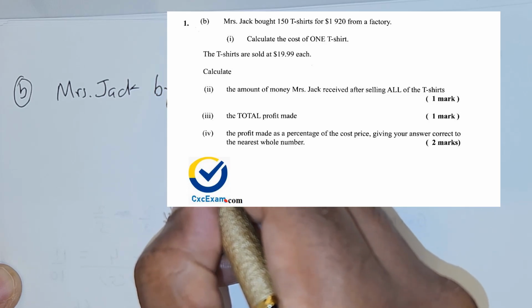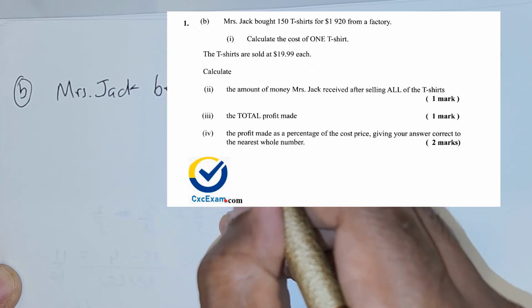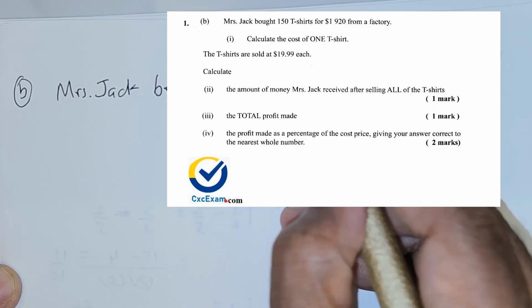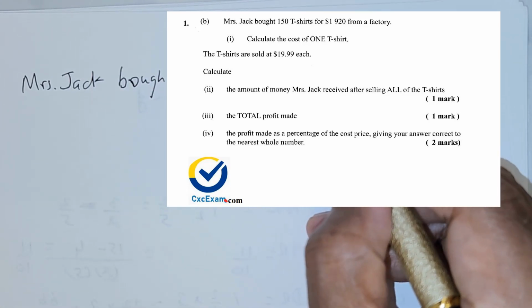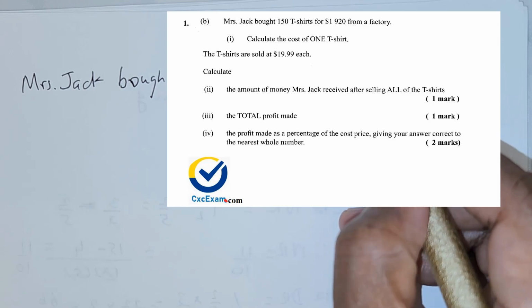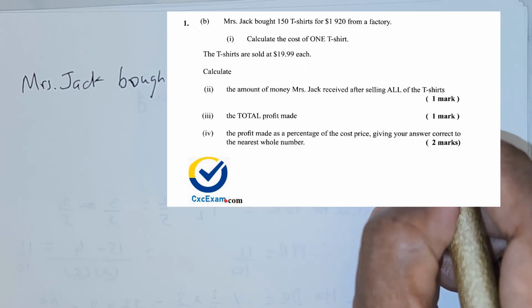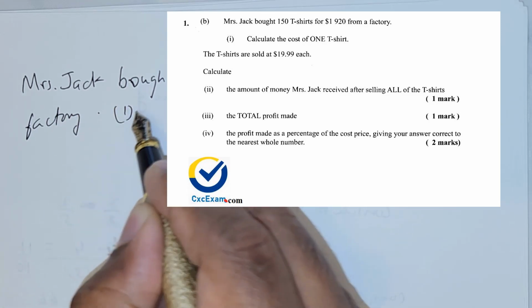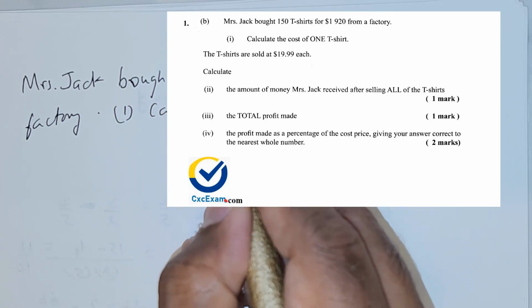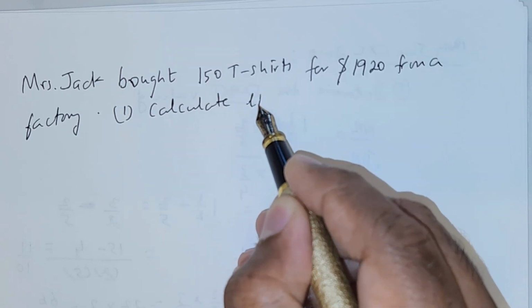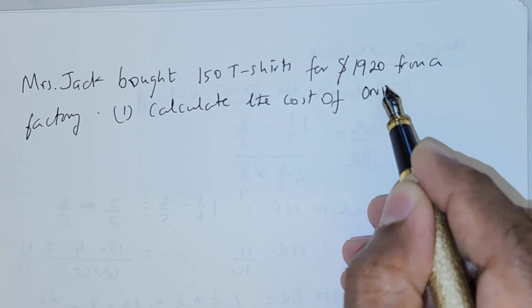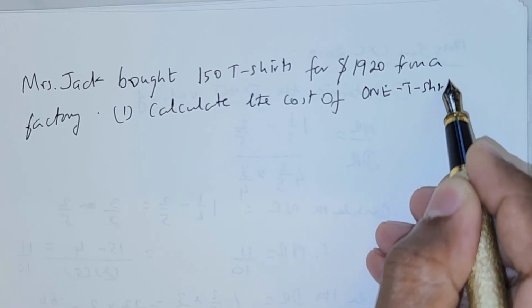Jack bought 150 t-shirts for $19.20 from a factory. Now we are asked to calculate the cost of one t-shirt.